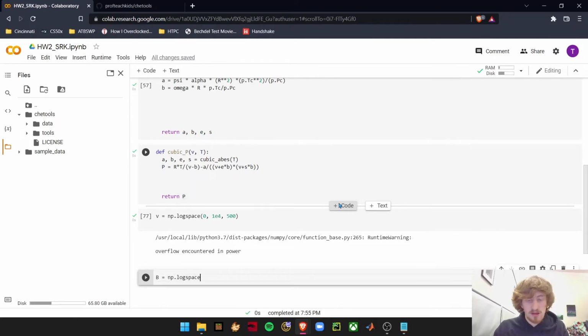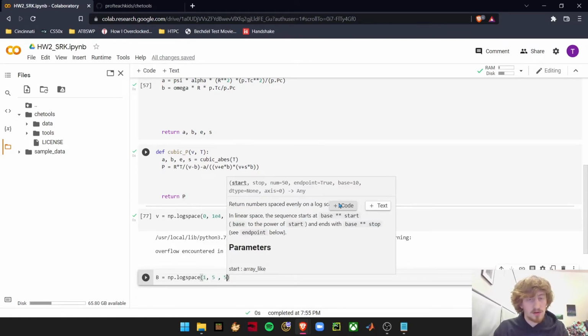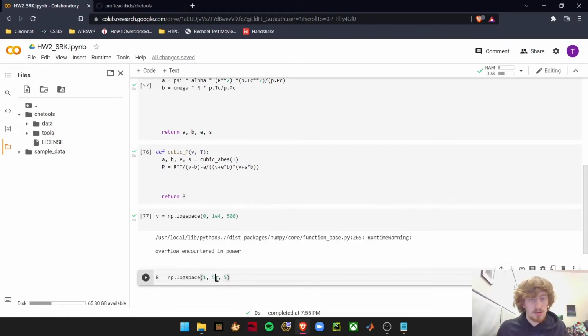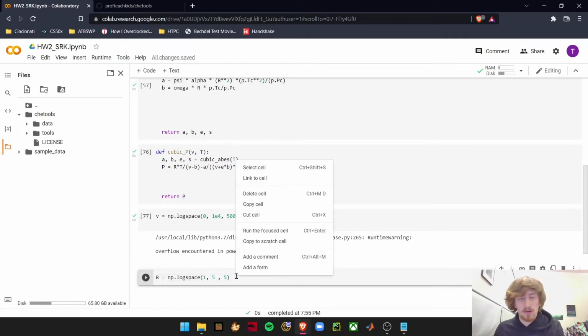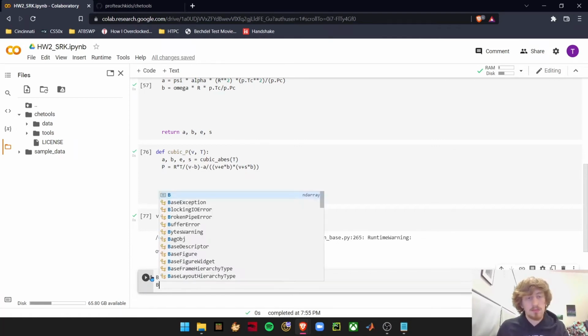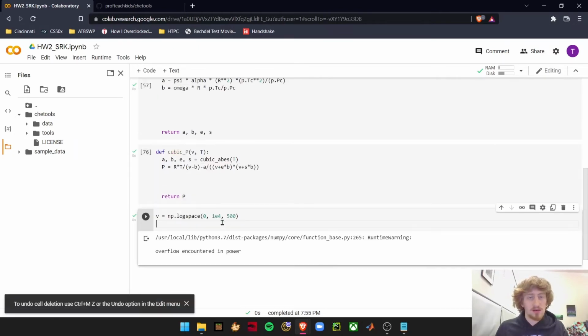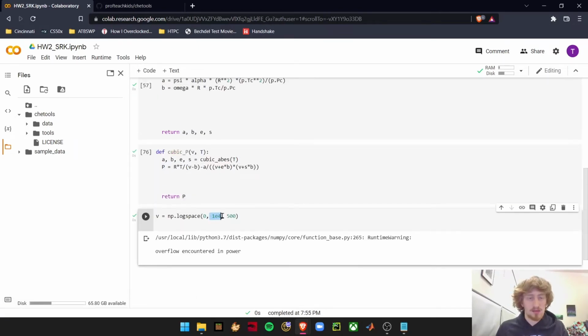Logspace uses these arguments as powers of 10. So if we go 1, 5, 5, we're saying we want to start at 10, we want to go up to 100,000, and we want 5 increments. So if we just take a look at B, yep, see we start at 10, and then we go all the way up to 100,000 in only 5 increments. So the issue here is that we are saying we want 10 to the 10,000th power. That is not going to work.